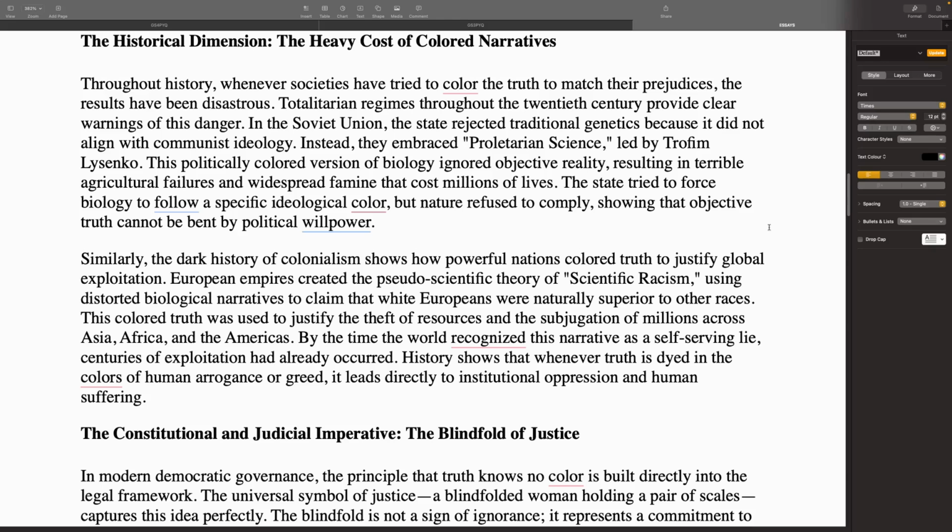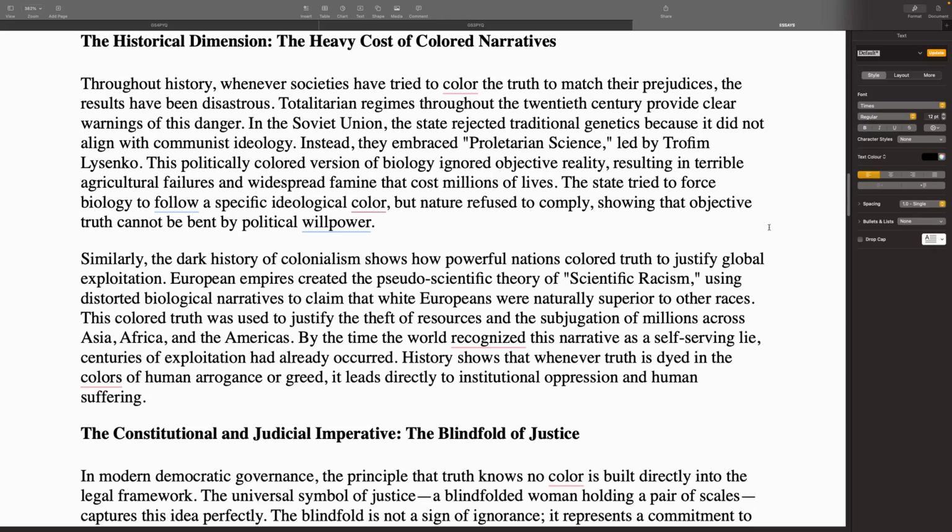Similarly, the dark history of colonialism shows how powerful nations colored truth to justify global exploitation. European empires created the pseudo-scientific theory of scientific racism, using distorted biological narratives to claim that white Europeans were naturally superior to other races. This colored truth was used to justify the theft of resources and the subjugation of millions across Asia, Africa, and the Americas. By the time the world recognized this narrative as a self-serving lie, centuries of exploitation had already occurred. History shows that whenever truth is dyed in colors of human arrogance or greed, it leads directly to institutional oppression and human suffering.